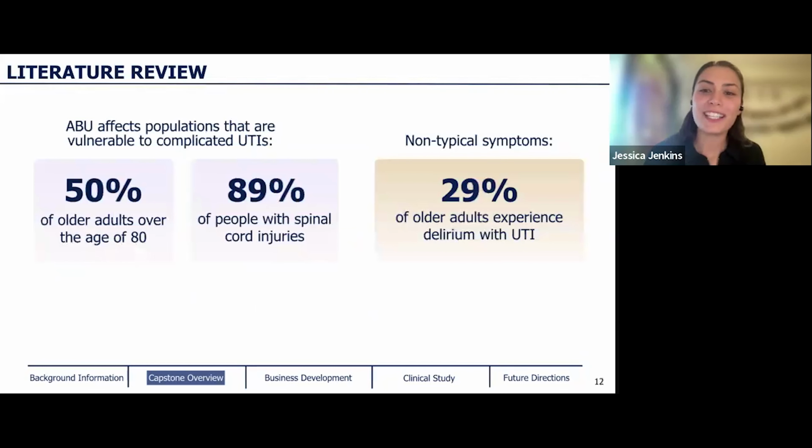ABU poses a unique challenge for populations vulnerable to complicated UTIs, as these populations have a high prevalence of ABU. ABU is seen in over 50% of older adults over the age of 80 and 90% of people with spinal cord injury. Likewise, many people vulnerable to complicated UTIs do not necessarily exhibit typical signs and symptoms of having a UTI. For example, 29% of older adults experience delirium when they have a UTI.